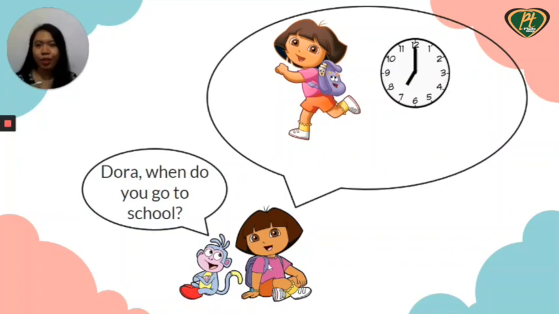Next, Dora, when do you go to school? Let's repeat together. 1, 2, 3. Dora, when do you go to school? Dora, kapan kamu berangkat ke sekolah? Can you guess what does Dora say? Dora says, I go to school at 7 o'clock.